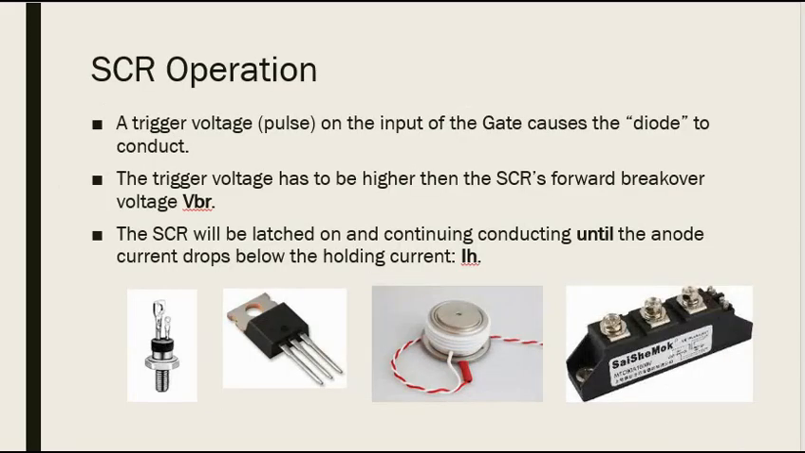SCR operation: a trigger voltage, a pulse on the input of the gate, causes the diode to conduct. The trigger voltage has to be higher than the SCR's forward breakover voltage, called VBR. That's the threshold voltage. When the voltage gets higher, this SCR will latch on, and it'll continue conducting until the anode current drops below the holding current. As long as the current going through it is greater than the holding current, it'll keep conducting.